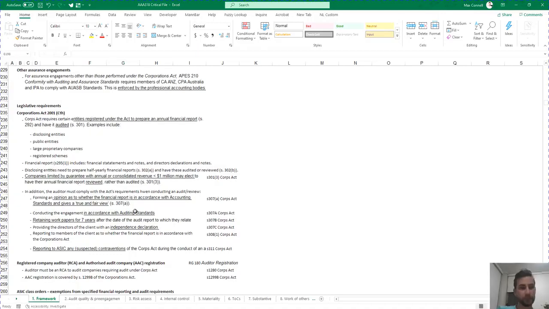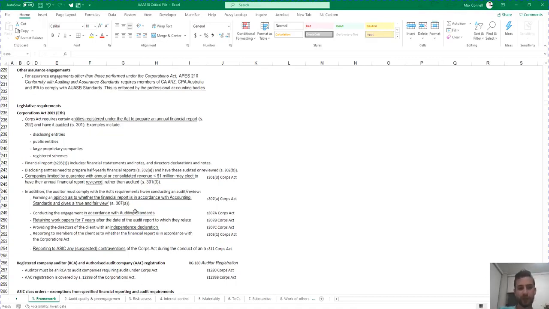Let's talk about legislative requirements for audits. So under the Corporations Act 2001, which is an Australian act, it requires entities registered under the act to prepare an annual financial report and have it audited. So these certain entities that are required to do this are disclosing entities, public entities, large proprietary companies, and registered schemes. So you probably remember this from university, FIN, and a few different other topics.